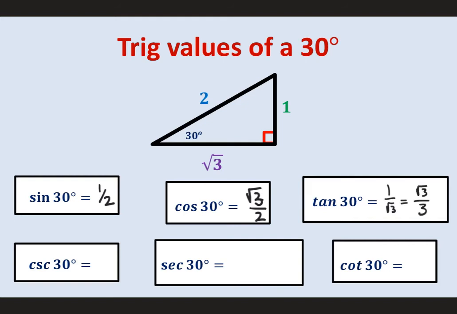Now our reciprocal trig functions, we're just going to flip each of these first ones that we found. Okay, so the reciprocal of 1/2 is 2. The reciprocal of root 3 over 2 is going to become 2 root 3 over 3. So we reciprocate and then rationalize. And the last one, we're not going to reciprocate this. We're going to go back to this earlier version and make it just root 3.